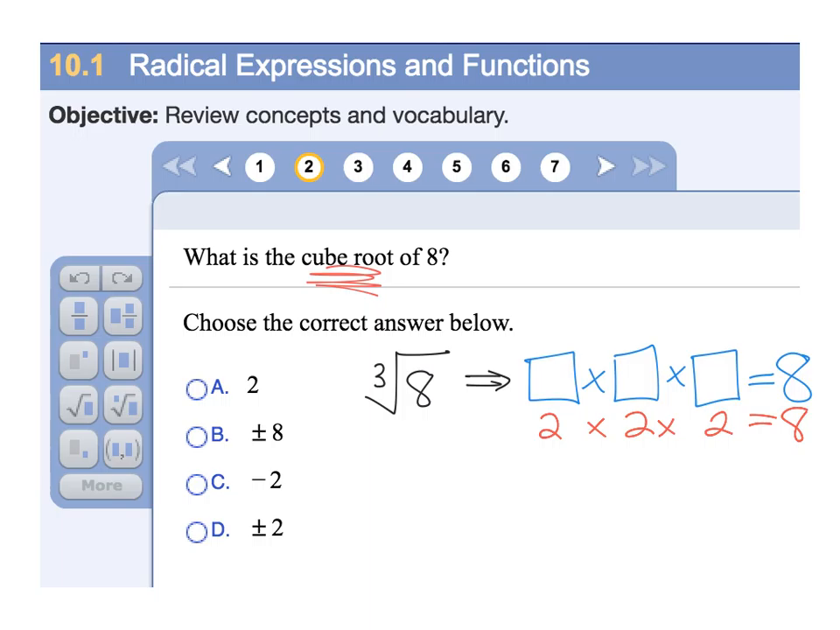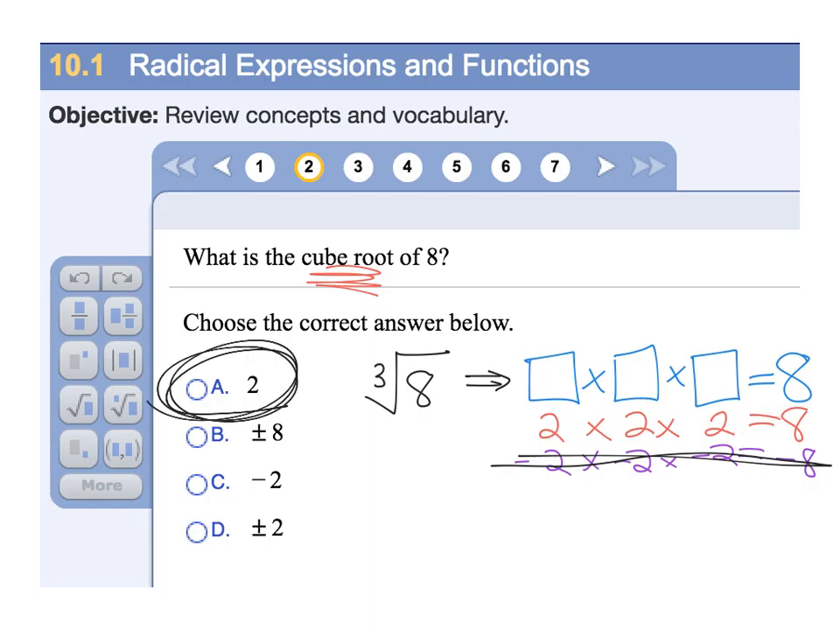And let's think about, can we consider negatives? So let's think about negative 2. Can you do negative 2 times negative 2 times negative 2? No, because that's going to equal negative 8. So that is no good. So the only number that can be multiplied by itself 3 times to equal 8 is positive 2. So the answer is 2.